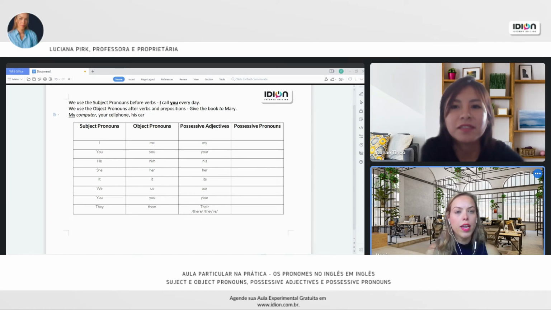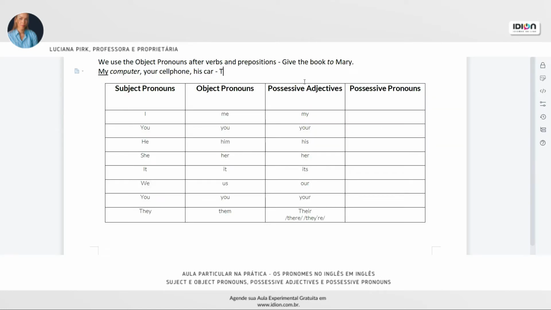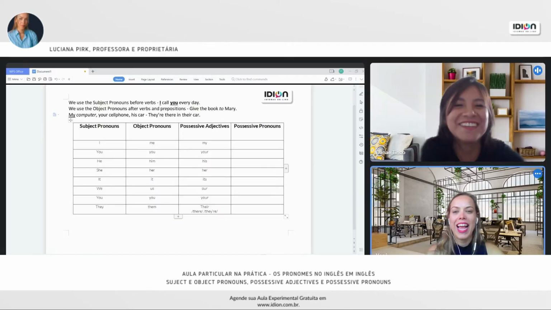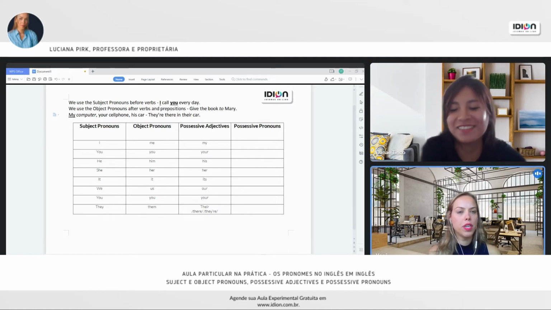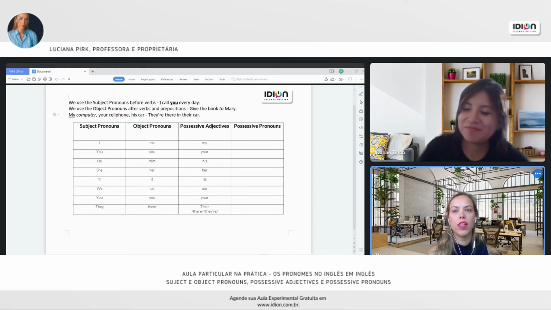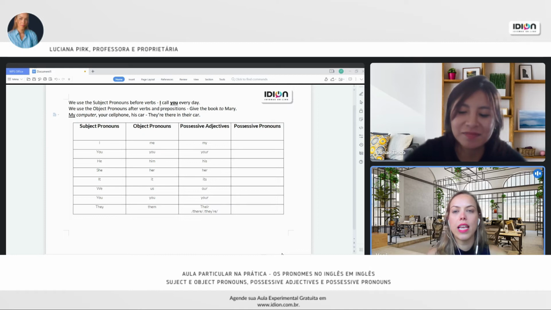Their car. You can say, for example, this sentence here: They're there in their car. Same pronunciation, different words. They're there in their car.